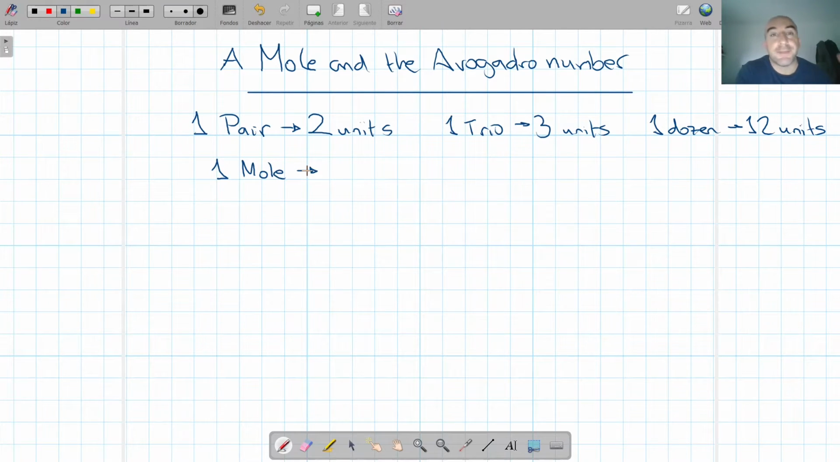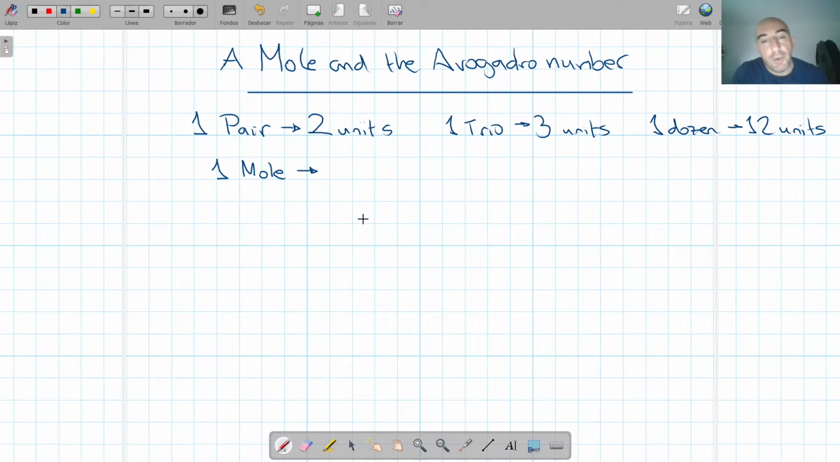It is a specific number of units. It's like a packet containing a number of units. When we're talking about a dozen, we know it's a packet that contains 12 units. When we're talking about a mole, we're talking about a packet that contains a number of units. And what is that number?